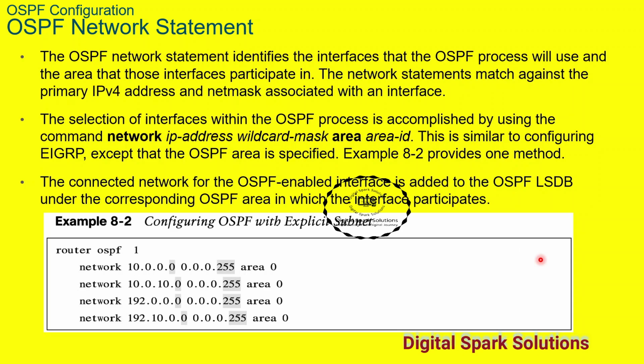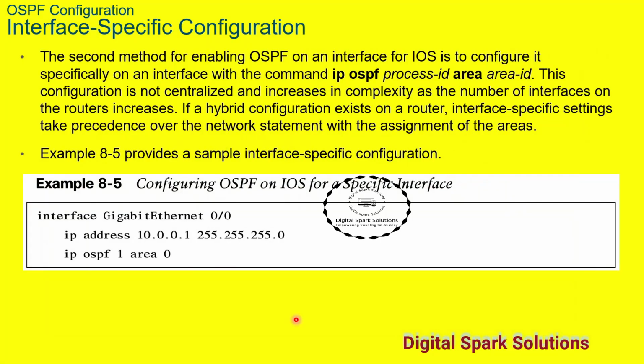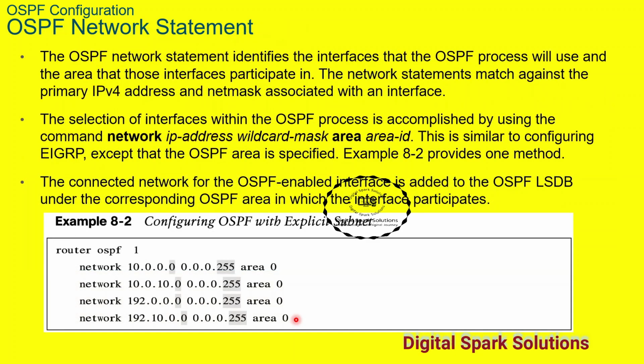We advertise all the networks under the OSPF protocol. This is network 1, this is network 2, this is network 3, this is network 4, and all are under area 0. This is the method to define the OSPF process and the advertised networks in OSPF. Then we have the interface specific configuration. Previously we saw the global configuration.